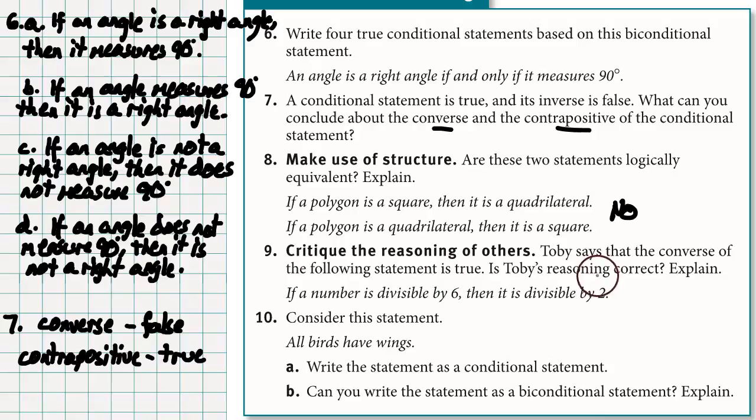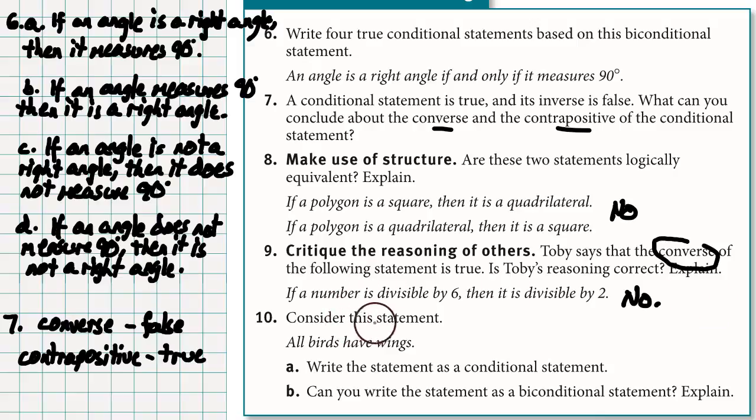Number 9, Toby says that the converse of the following statement is true. Is his reasoning correct? Here's the original sentence. If a number is divisible by 6, then it is divisible by 2. Let's think about what the converse of the sentence says. If a number is divisible by 2, then it is divisible by 6. That's not necessarily true. There are numbers that divide by 2, but they don't divide by 6.